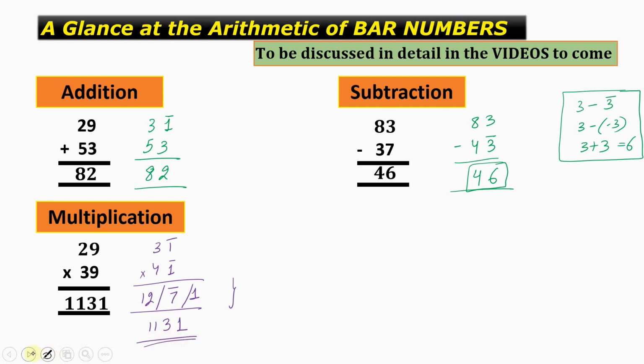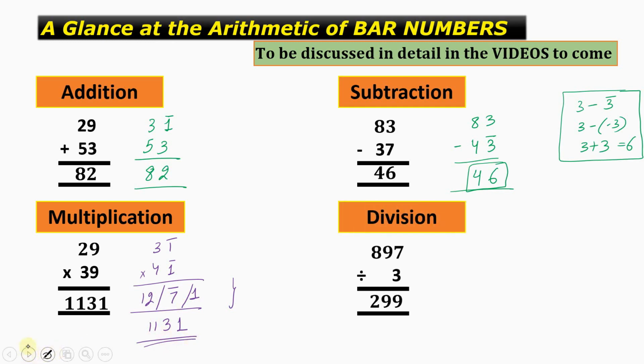Now let's take another example in which we will discuss a basic division. Now if we have to divide 897 by 3, rather than writing 897, we are going to write it as 903 bar, and we had discussed this earlier also. Divide by 3, so this will become 103, but there will be a bar on top of 1, so this will be 301 bar, which is nothing but 300 minus 1, which will give you the answer as 299.